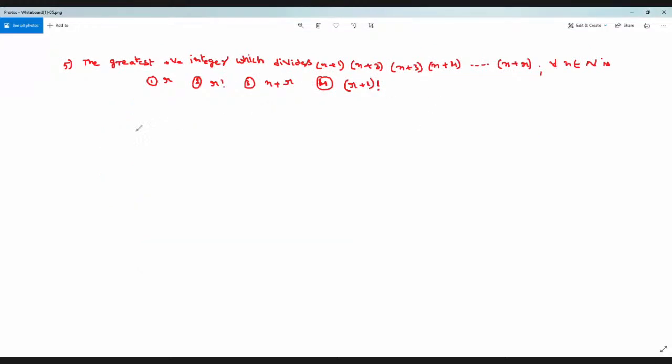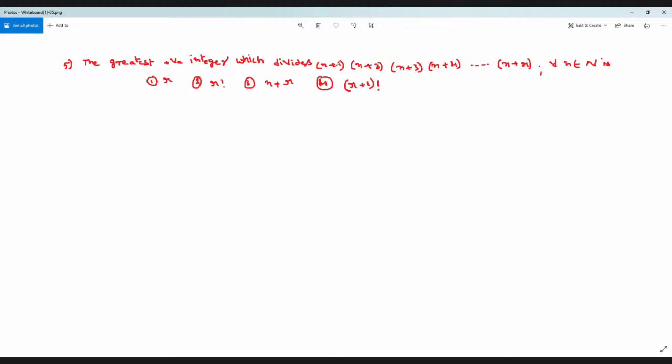Here, the greatest positive integer which divides n plus 1, n plus 2, n plus 3, n plus 4, and so on, n plus r. Total how many terms? r terms. It is the greatest positive integer which divides n plus 1, n plus 2, n plus 3, n plus 4, and so on up to n plus r.